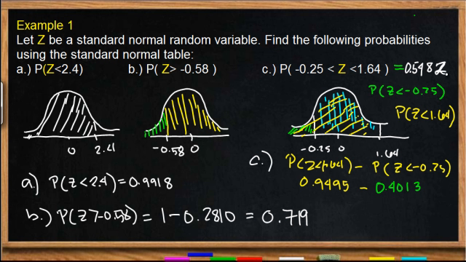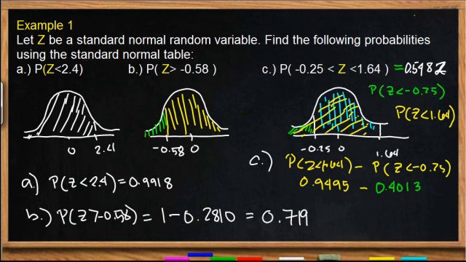So if your answer is more than 1, there must be something wrong. The probability cannot be more than 1, and it must not be less than 0. A probability cannot be negative. So that's example 1: given values of the standard normal variable z, we find the probability that it will occur.